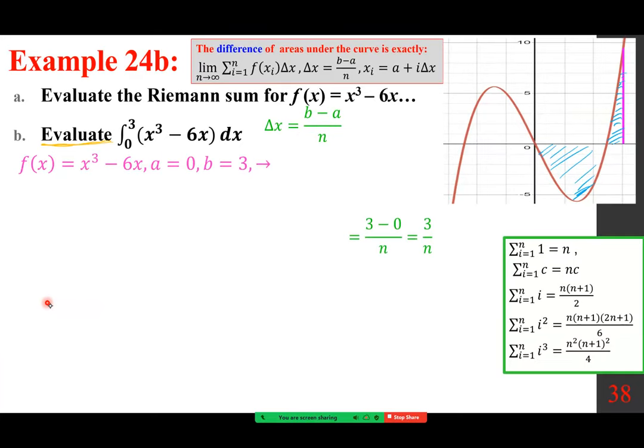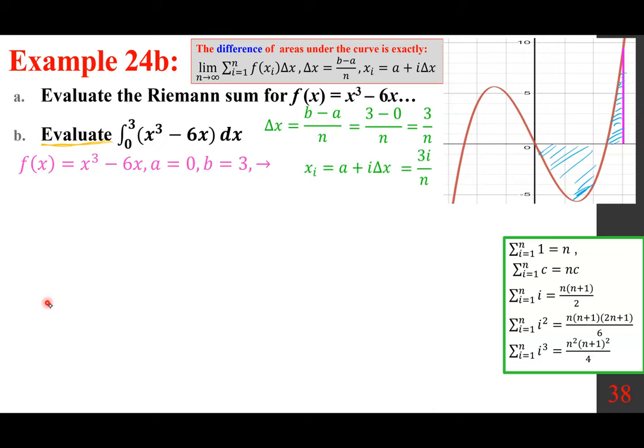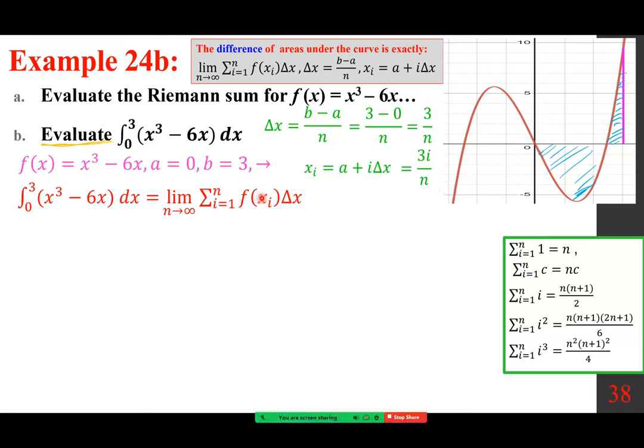So we have the function, we have the a, we have the b, and delta x is b minus a over n, not 6, and it becomes 3 over n. X sub i is a, which is 0, plus i times delta x, so 3i over n. So the integral is the limit of the Riemann sum. And f of x sub i, we are going to replace with 3i over n and delta x with 3 over n. So what is f of 3i over n? Basically, this is your function x cubed minus 6x. So (3i over n) to the third minus 6 times 3i over n, times 3 over n.